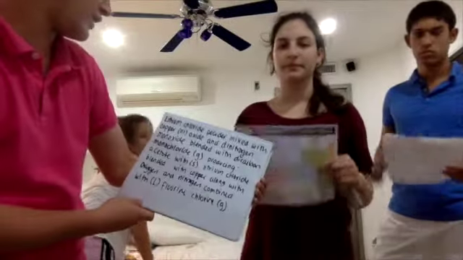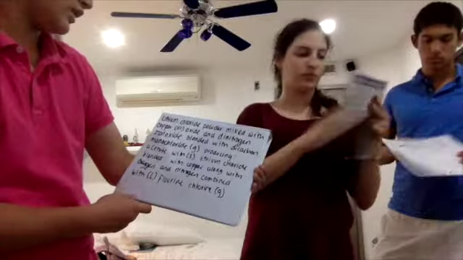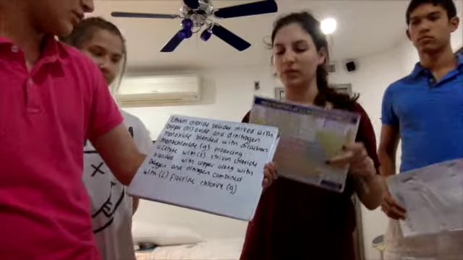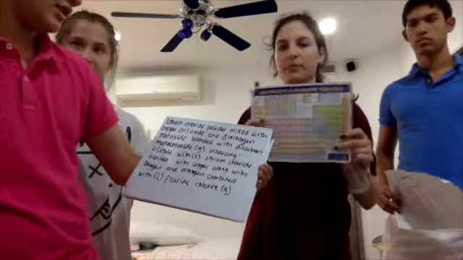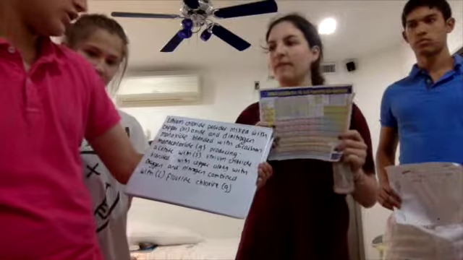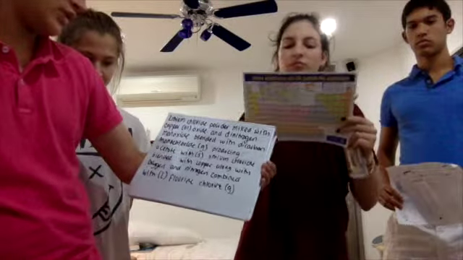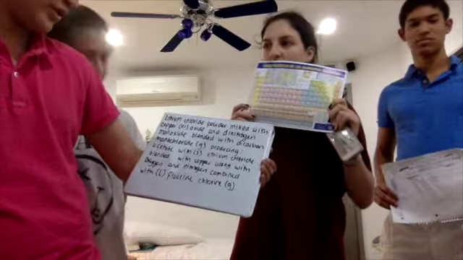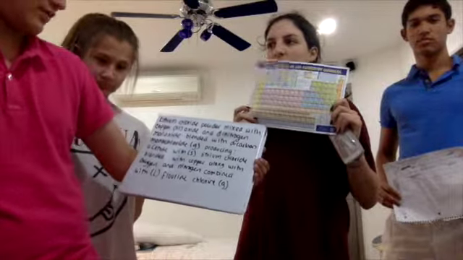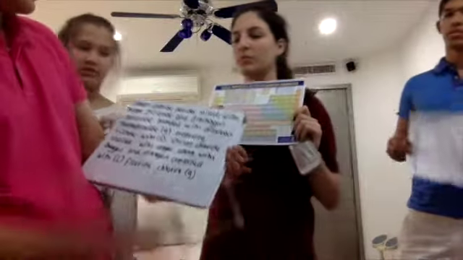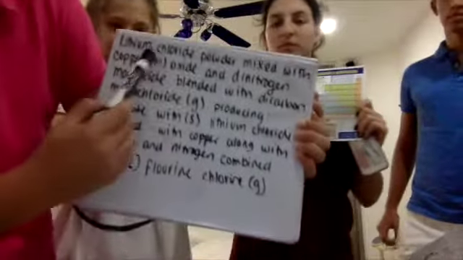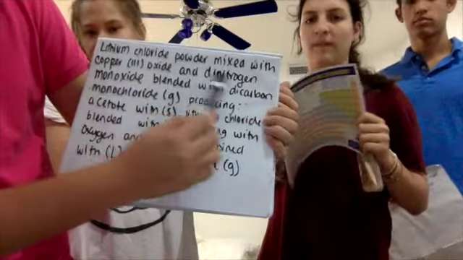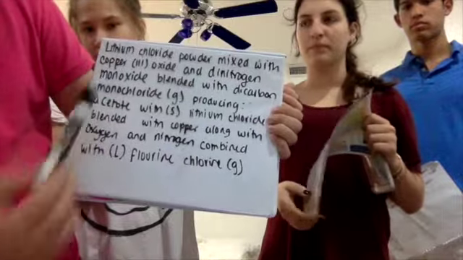So the question is lithium chloride powder mixed with copper 3 oxide and dinitrogen monoxide blended with dicarbon monochloride, that is gas, producing acids with solid lithium chloride blended with copper along with oxygen and nitrogen combined with liquid fluorine and chlorine, that is gas. And here lithium chloride is type 1. Copper 3 oxide is type 2. And dinitrogen monoxide is type 3.